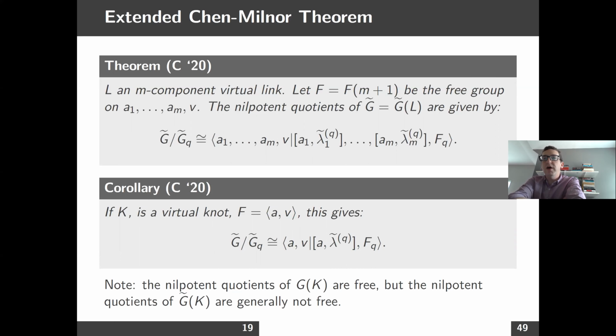And so the thing that's different about this is that if you take the nilpotent quotients of the group of a virtual knot, just like in the classical case, those are always going to be isomorphic to the nilpotent quotients of a free group. And so that means you get nothing useful, again, out of the group of a knot. However, if you look at the extended group, the nilpotent quotients are generally not free, and you get interesting invariants.